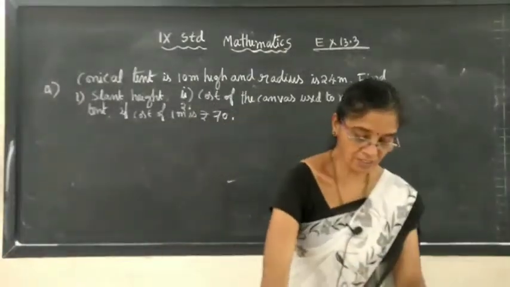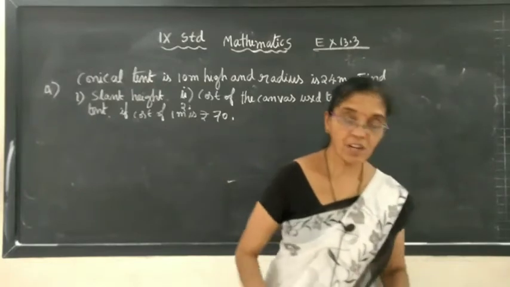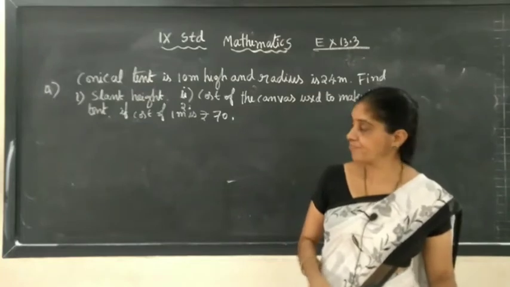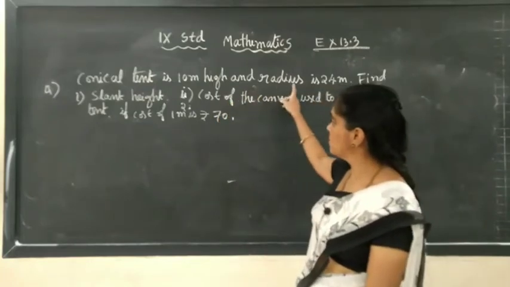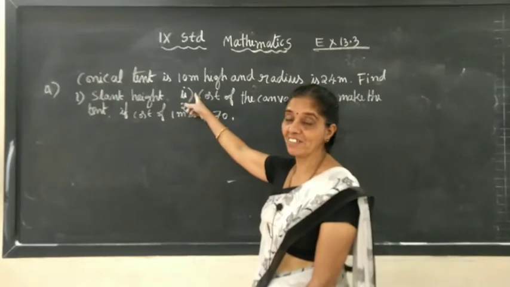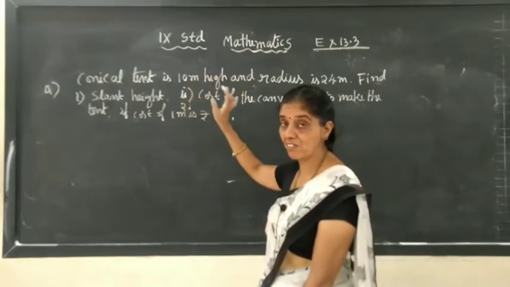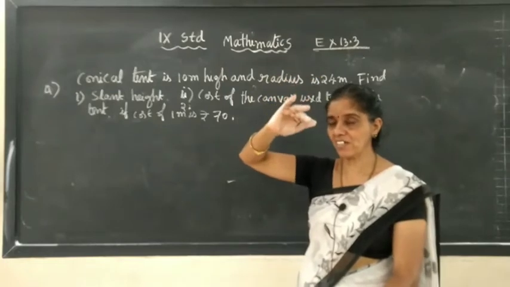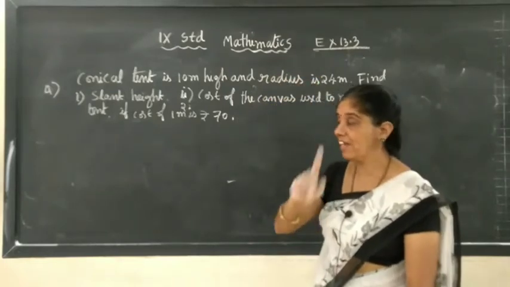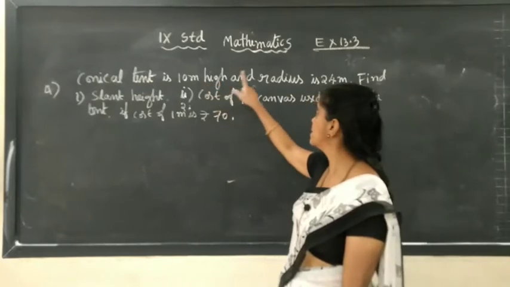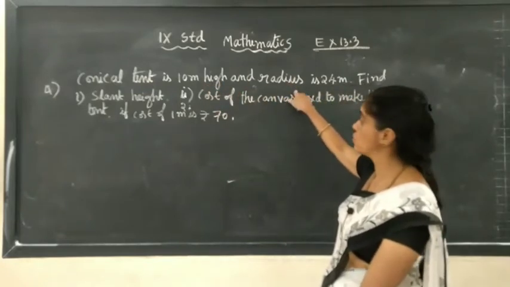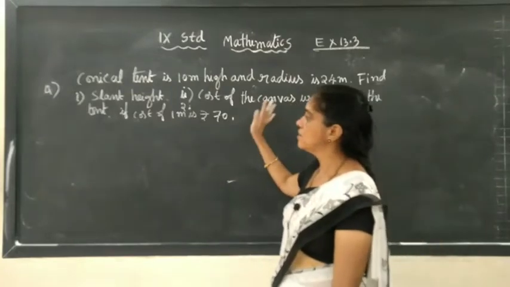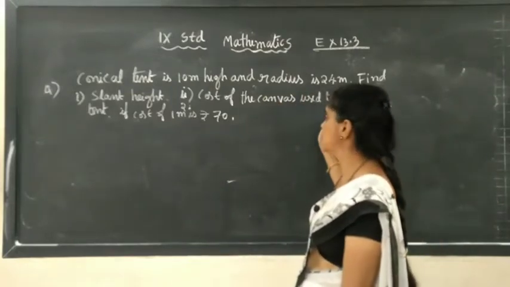We have to make one tent of cone shape. And here the measurement is given. High means it is height. If it is slant height, they will mention the word slant height. Height of the cone is given, or height of the tent is given. It is the perpendicular height. H is given in the problem, 10 meter. And radius is also given. It is 24 meter. First, you have to find the curved surface area.